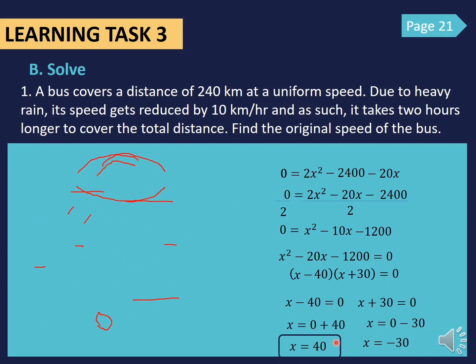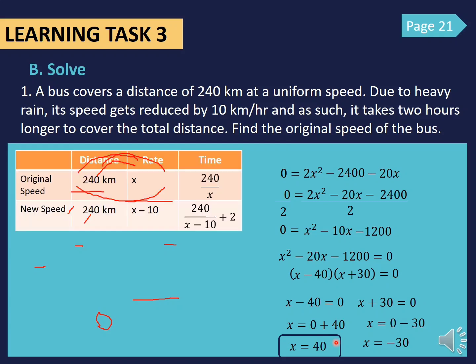Now, going back to answering what is being asked, find the original speed of the bus. Let's go back to our problem or our table. So, this is the rate of the original. Yun ang tinatanong, original speed of the bus. That is x. Since the rate is x, we can say that x is equal to 40. The rate of the original bus is equal to 40. At nung na-reduce siya ng 10 km per hour, naging 30 na lang yung rate niya. So therefore, the answer is the original speed of the bus is 40 kilometers per hour.